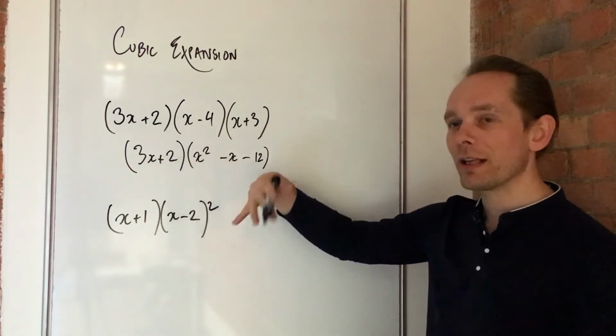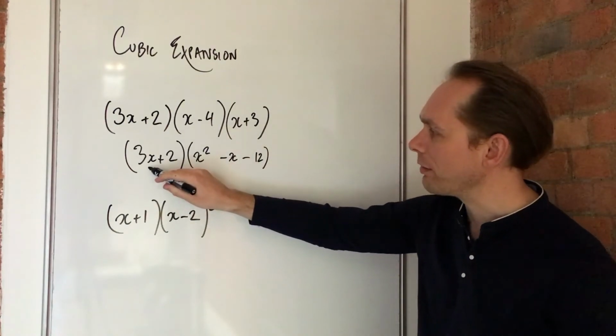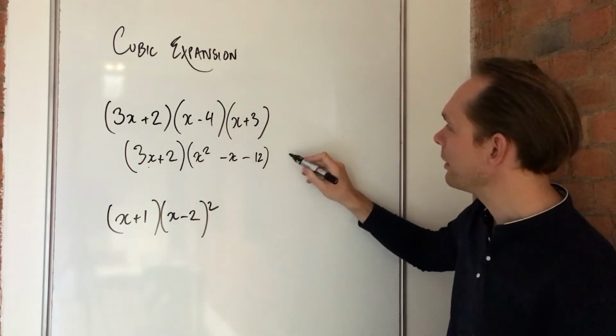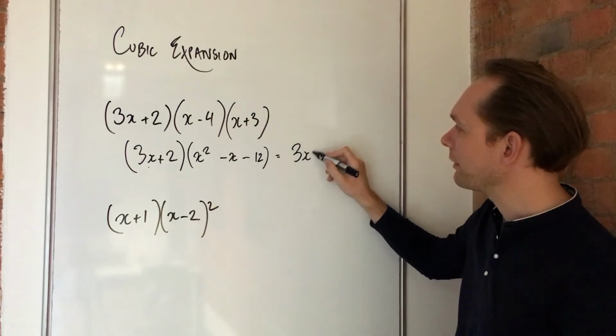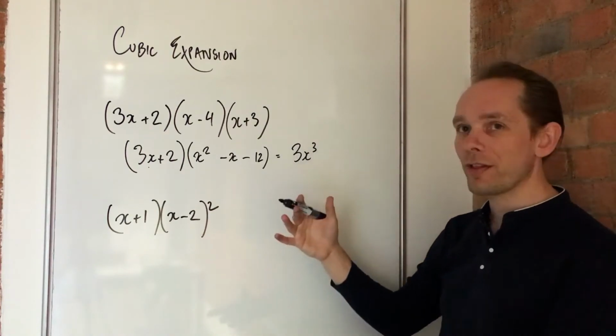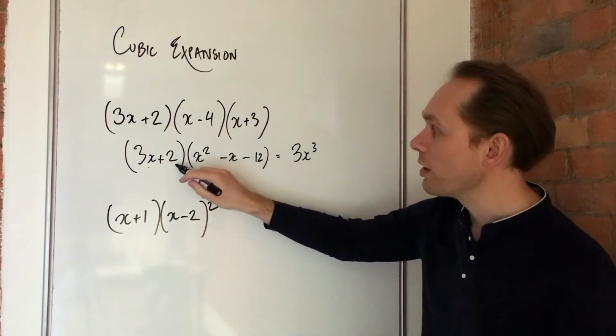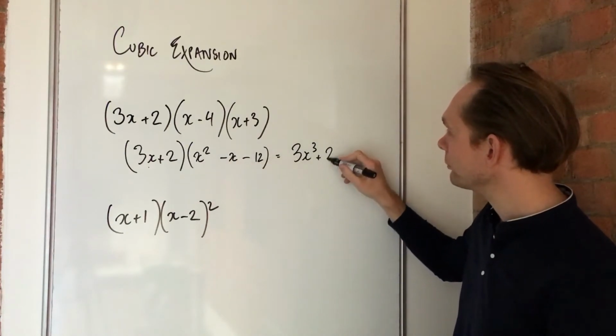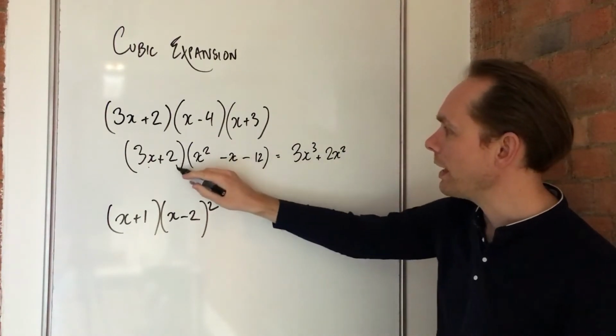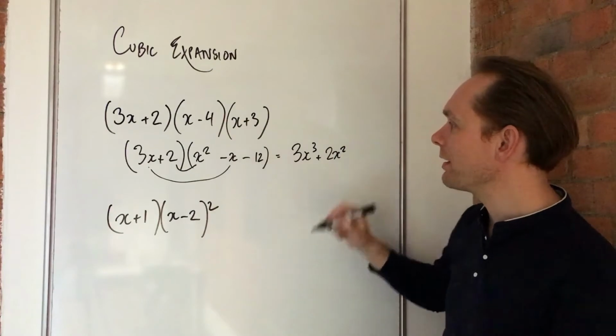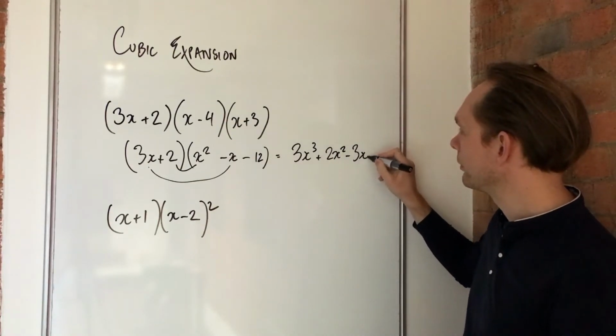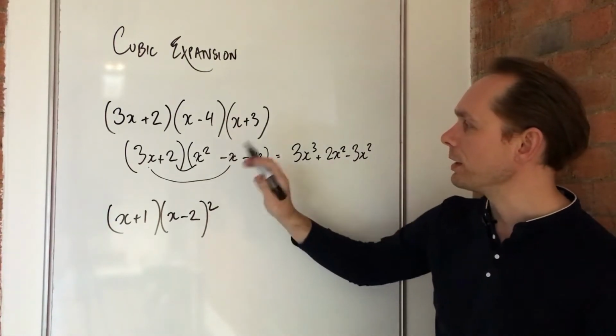So first of all, I'm looking for the cube terms, the biggest powers of x. So that's going to be 3x times x squared is going to be 3x cubed. Next, I'm going to look for the things that give me x squared. So I'm going to get 2x squared there, and I'm going to get minus 3x squared here. I'm going to run out of room. Never mind, it's going to be fine.